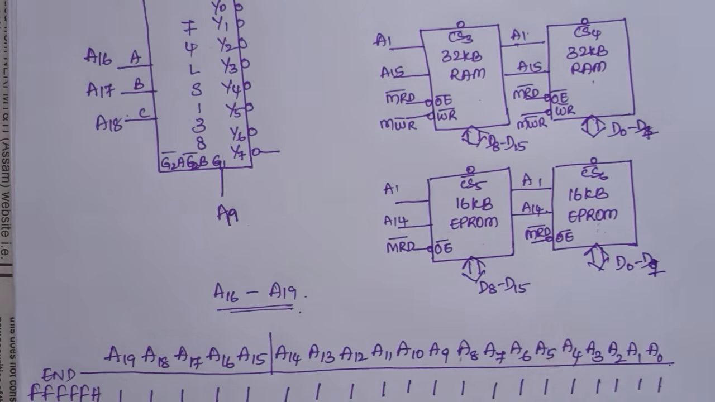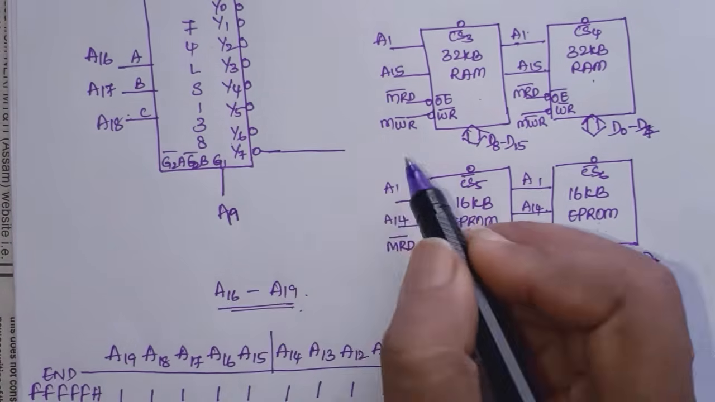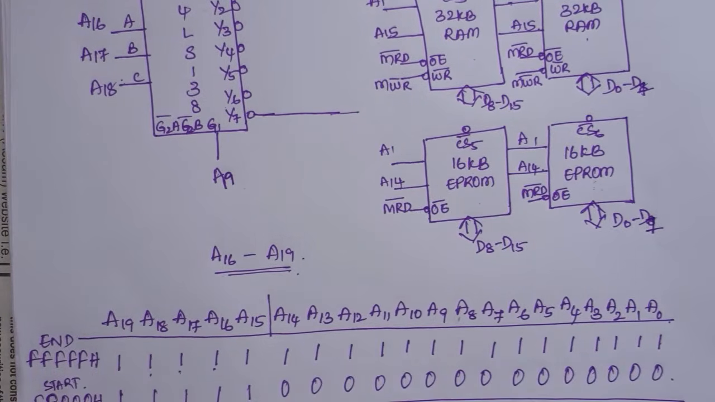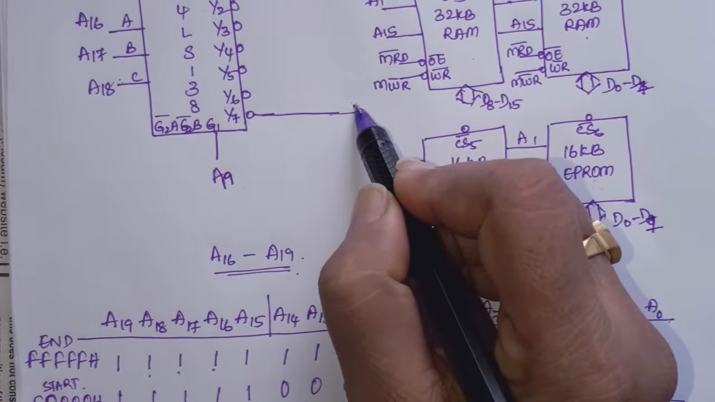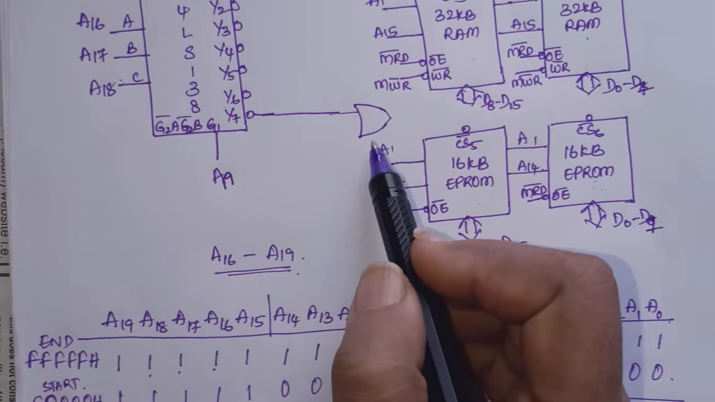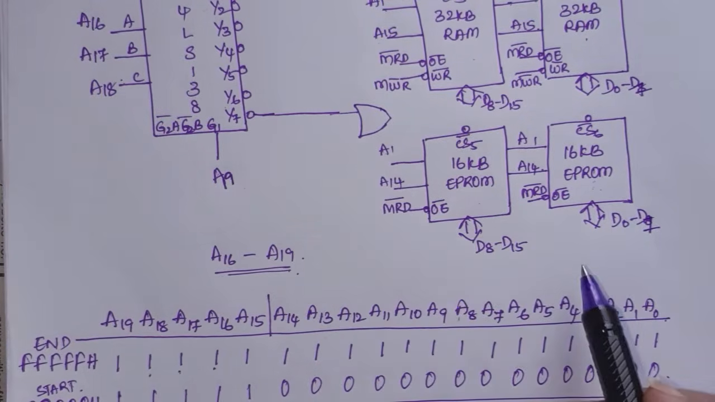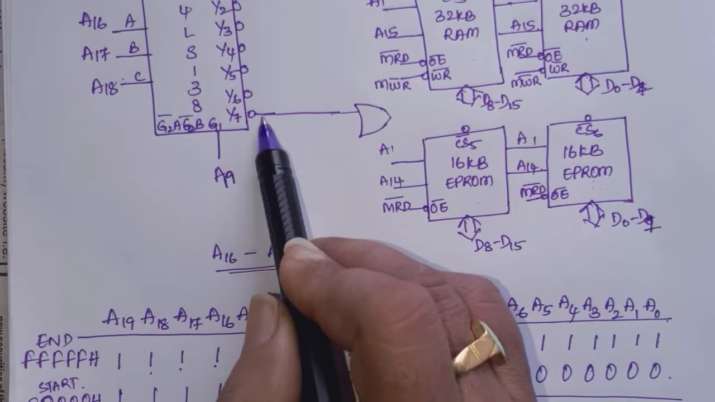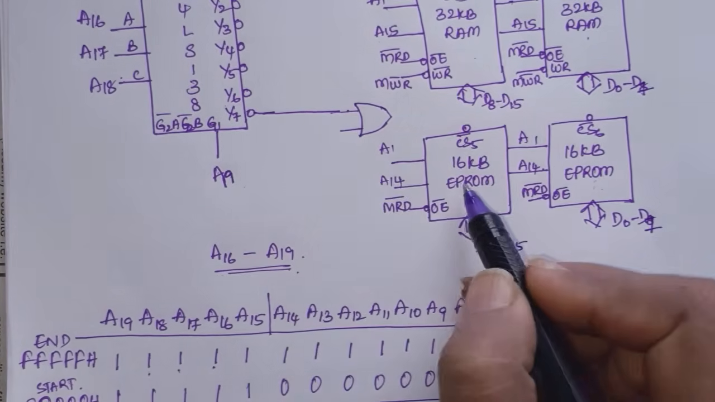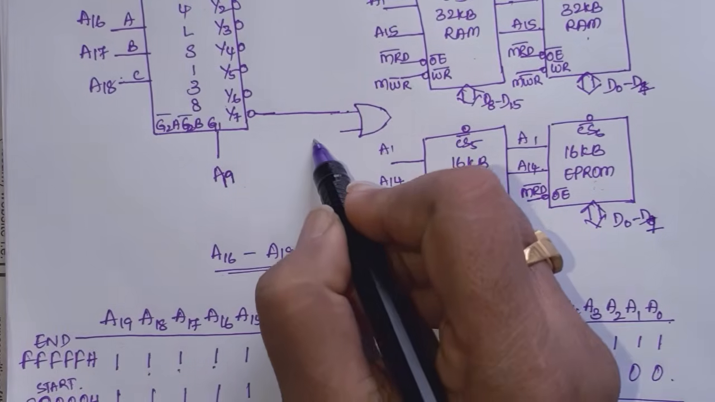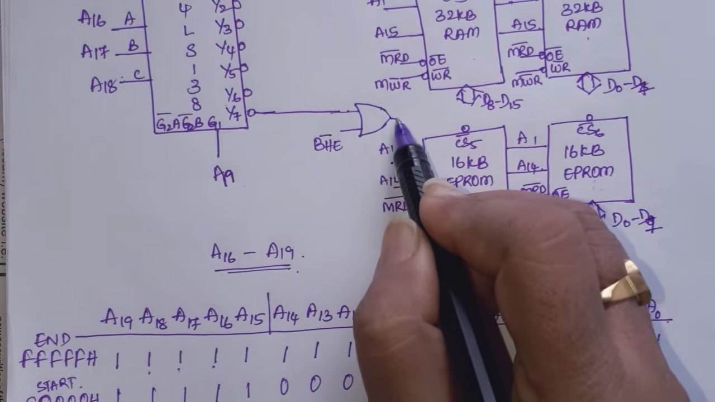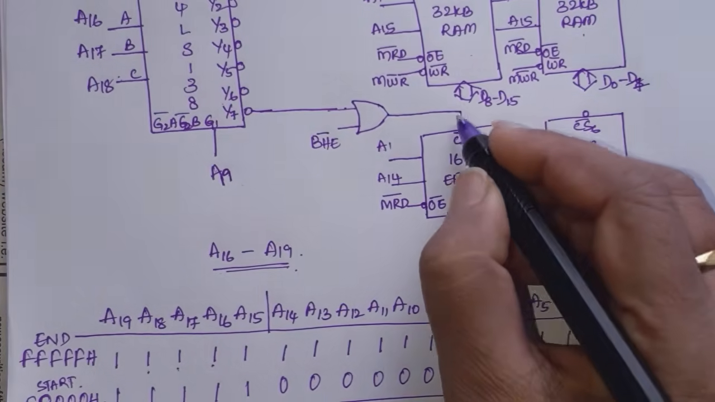Okay, so here I can use an OR gate, as we have seen in the previous video also. We use an OR gate because when Y7 is 0 and, for odd bank selection, bus high enable bar is 0, then this chip must be selected.